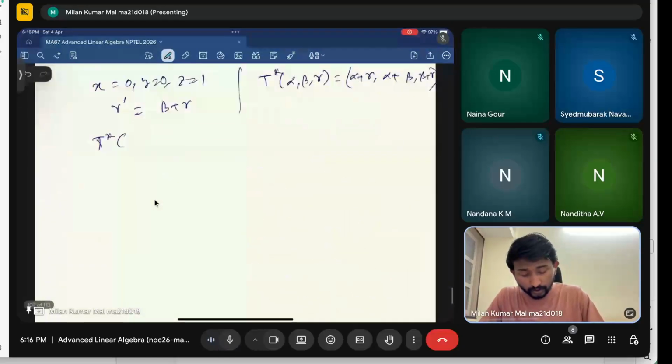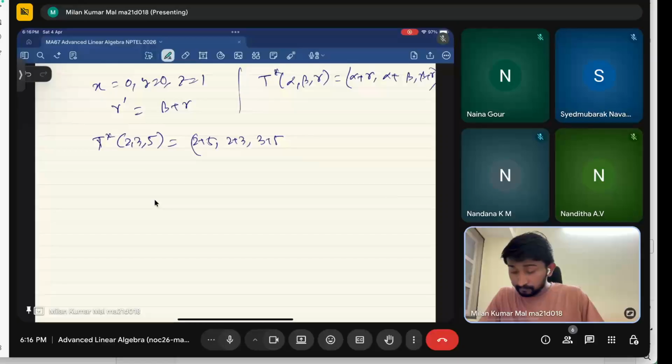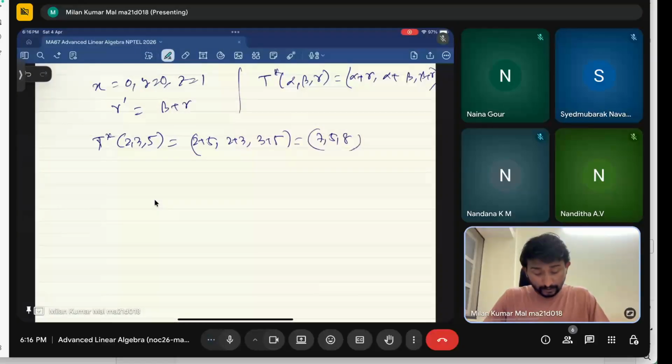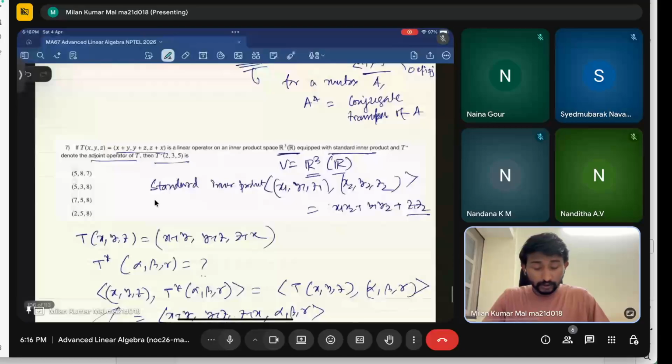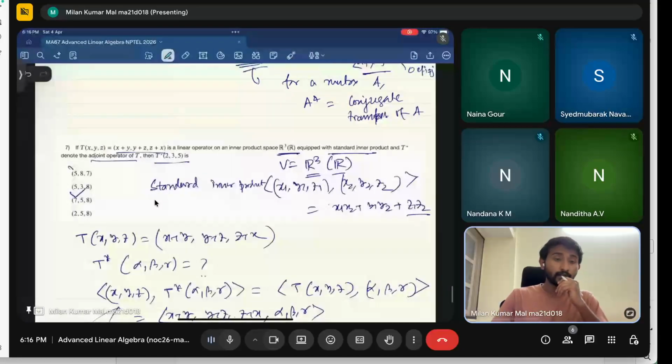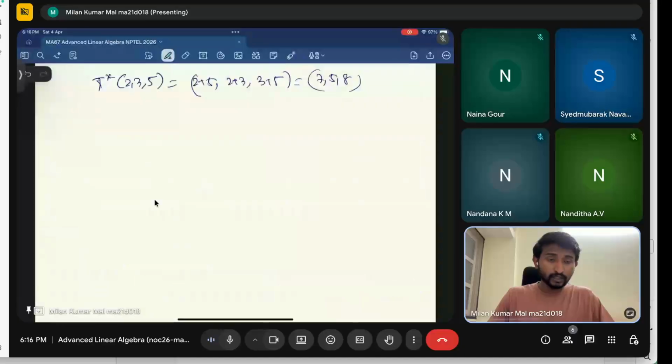But I was asked to find it for 2, 3, 5. That will be first alpha plus gamma, that is 2 plus 5, comma alpha plus beta, 2 plus 3, beta plus gamma, that is 3 plus 5, which equals 7, 5, 8. So the correct answer is 7, 5, 8, and automatically all the others will be discovered. I hope this is clear, right? If there is any doubt, you can let me know. I will try to explain. Maybe I'm using something which is not trivial, then you can ask also. Is that clear?